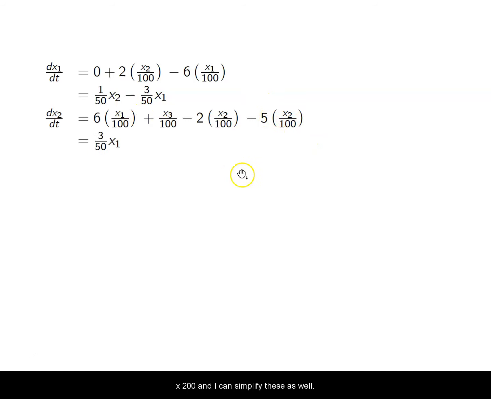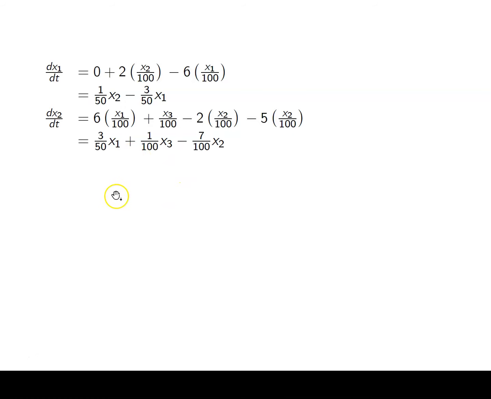Then I can simplify these as well. So this is 3 over 50, this is 1 over 100. Sorry, I add these together, so that's a negative 7 over 100, instead of doing over 50 and then adding them. So I have that.